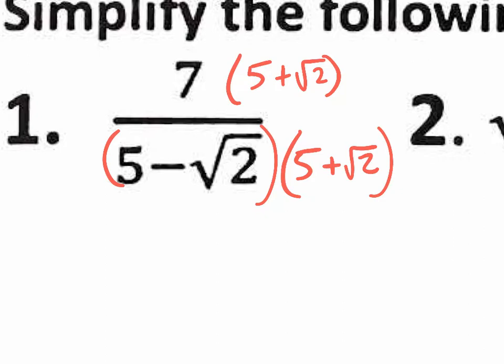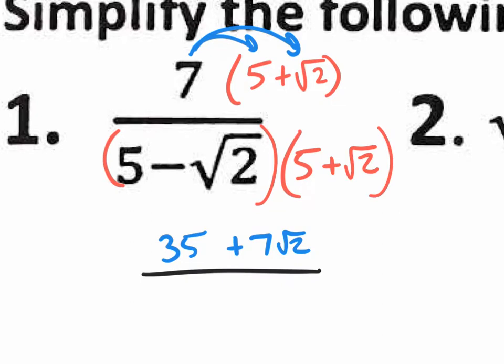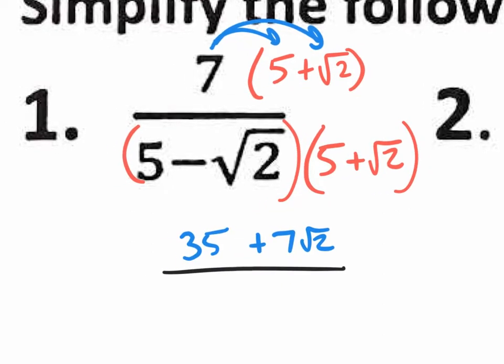So on the numerator it's really easy. When you multiply 5 times 7 you get 35, and then 7 times the square root of 2 is exactly that, positive 7 times the square root of 2. That's what you get up on top. Okay, so far up on top we have this answer. Now we need to work on the bottom part.